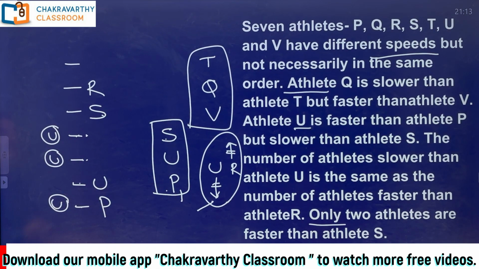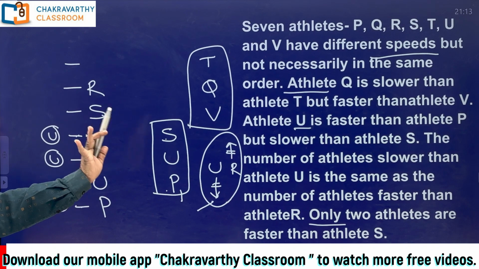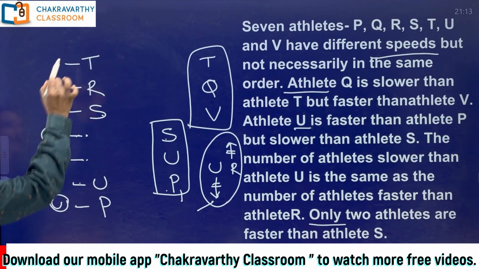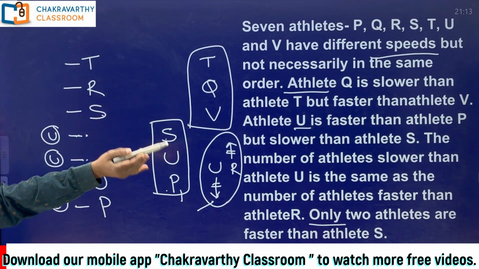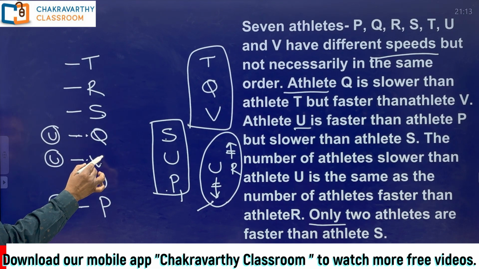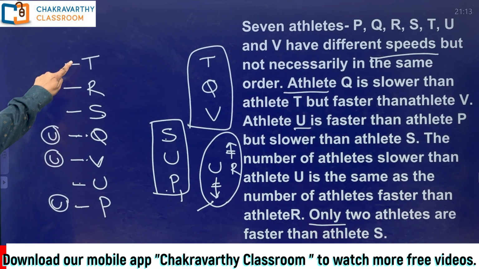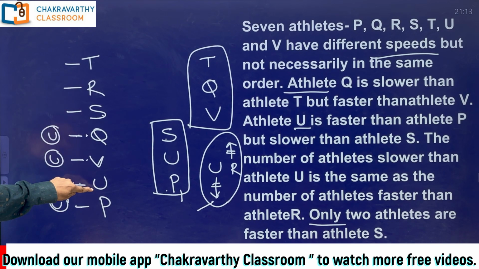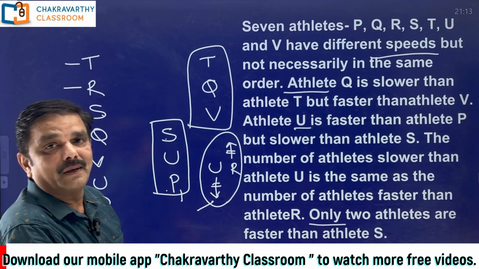But where shall I keep this one? T, Q, B. The only place for T is this one. Why? Because below that, Q and V are somewhere. This is Q. This is V. Now simply, here: T, R, S, Q, V, U and P. This is the arrangement. How simple.